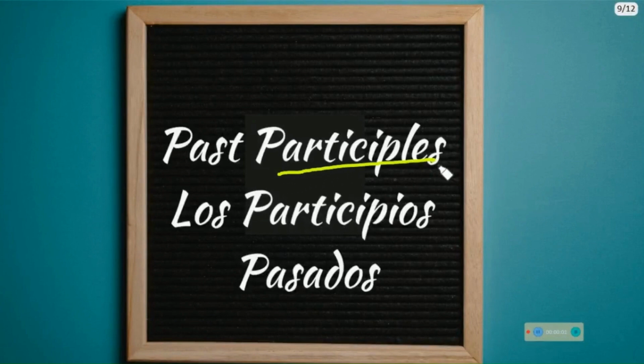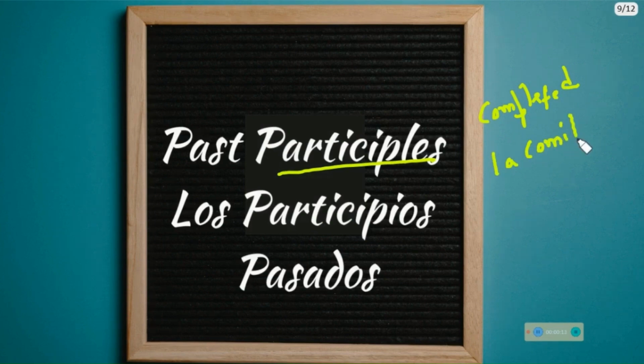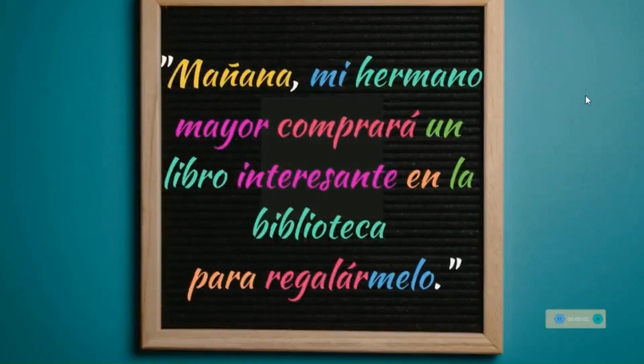Next, we have past participles. Past participles are verb forms that indicate completed actions or states. For example, la comida está preparada. La comida está preparada means the food is prepared. It can be better understood with the help of an example.